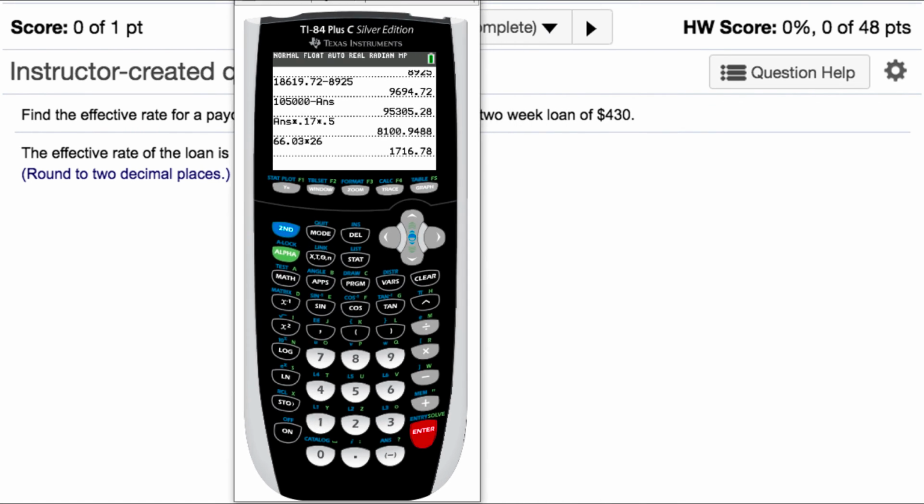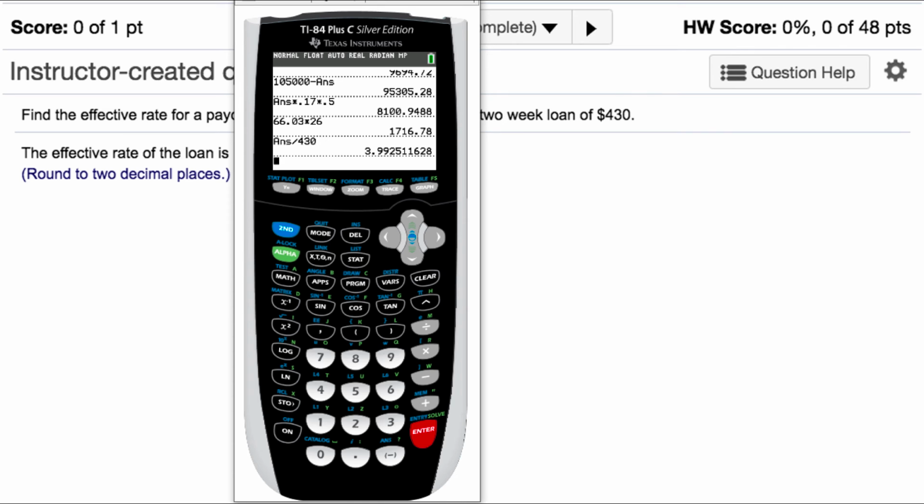Now all we have to do is take that amount and divide it by the loan amount, $430. So if you're paying $1,716.78 per year for a loan of $430, then what you're charged, and you have to be careful here, you might want to read this as 3.99% interest, but remember this is a decimal. That's actually 399% interest, 399.25% interest, in fact.